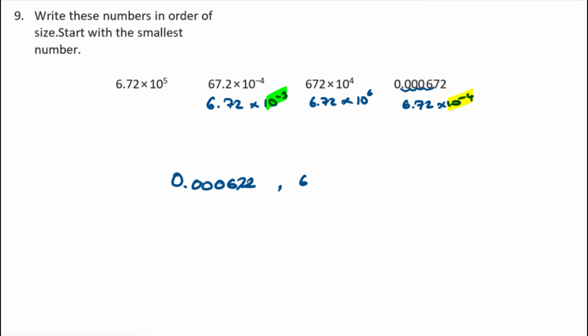So that's the 67.2 times 10 to the minus 4. I'm just giving them back in the original form rather than my worked out one. Next biggest is going to be my power 5 over here. That's 6.72 times 10 to the 5. And then finally my 10 to the 6 one, which is 672 times 10 to the 4, that one on the end. Right, so that's all of them, isn't it?